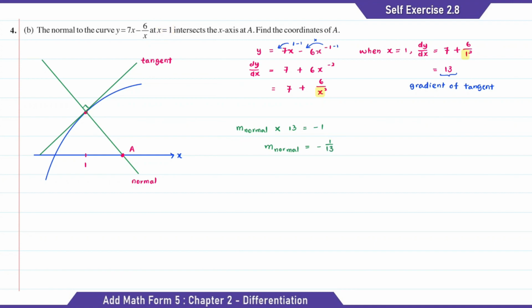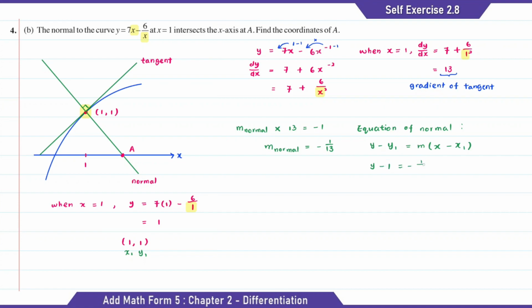To find the equations of normal, we need to find the coordinate of this point. To find its coordinate, substitute x equal to 1 into the equations of the curve. This is equal to 7 minus 6, which is 1. Then the coordinates will be 1, 1. So here let's the coordinate as x1, y1. Then the equations of normal will be y minus 1 equal to negative 1 over 13, x minus 1. Then y equal to negative 1 over 13x plus 1 over 13 plus 1. Then the equations will be y equal to negative 1 over 13x plus 14 over 13.